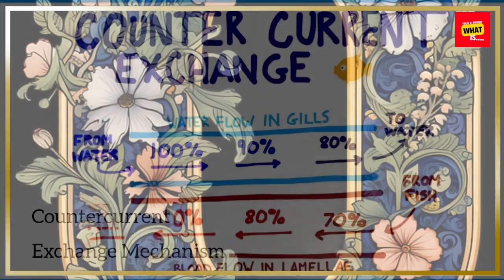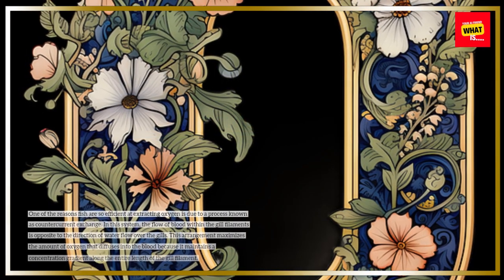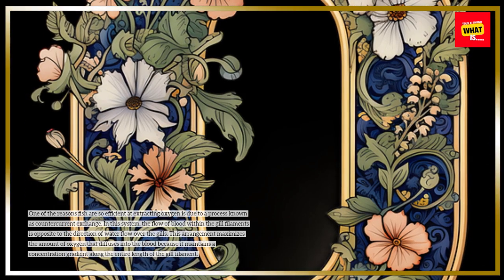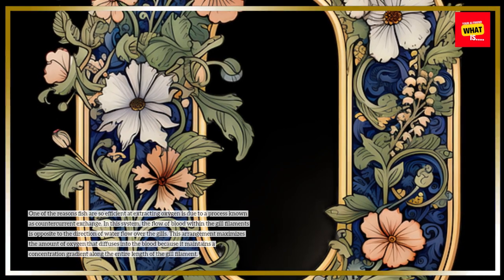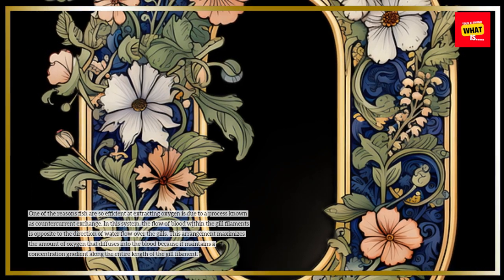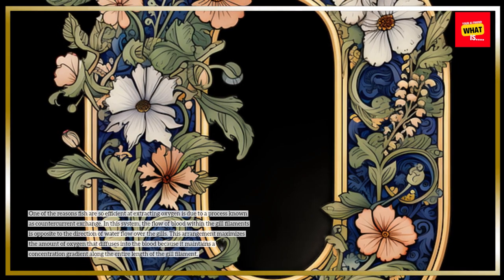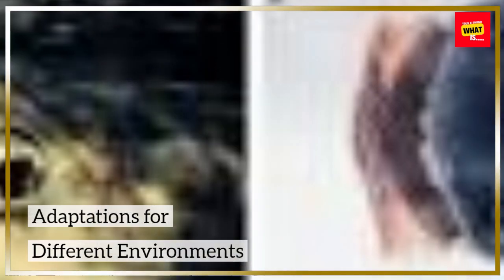Countercurrent exchange mechanism. One of the reasons fish are so efficient at extracting oxygen is due to a process known as countercurrent exchange. In this system, the flow of blood within the gill filaments is opposite to the direction of water flow over the gills. This arrangement maximizes the amount of oxygen that diffuses into the blood because it maintains a concentration gradient along the entire length of the gill filament.